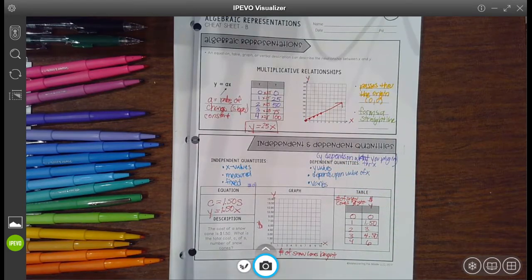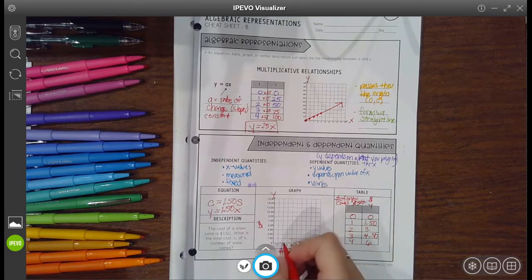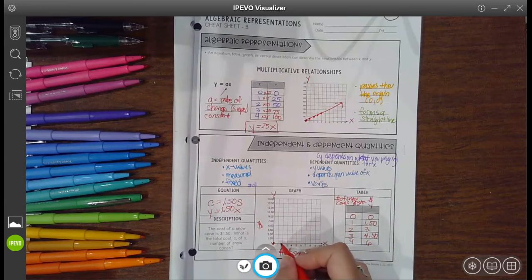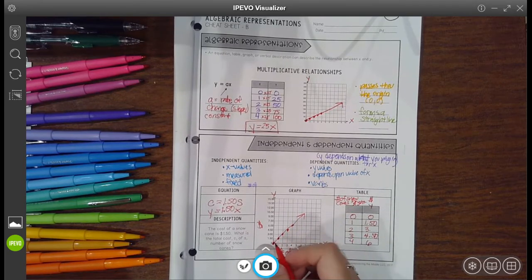Okay. Let's go ahead and plot these points. When you buy 0 snow cones, you spend 0 money. When you buy 1 snow cone, you spend $1.50. When you buy 2, you spend $3. 3 was $4.50 and 4 was $6. So notice that each time it goes up $1.50 over 1, because each time you buy 1 snow cone, you go up $1.50. Okay, and that's the main things that we need to know about independent versus dependent variables.